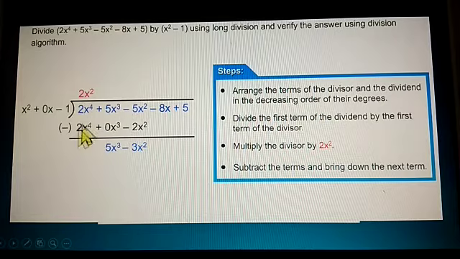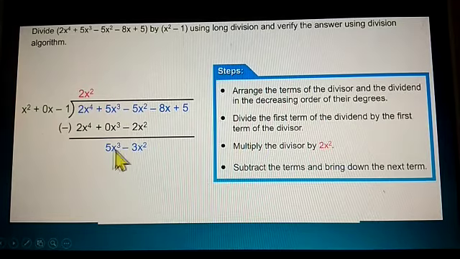So this gets cancelled and you will get 0x power 4, and 5 minus 0 gives you 5. Minus 5 plus 2 becomes minus 3x square. So this is what you get after subtracting this by this. Now the same step is to be followed to find the next part of the quotient.